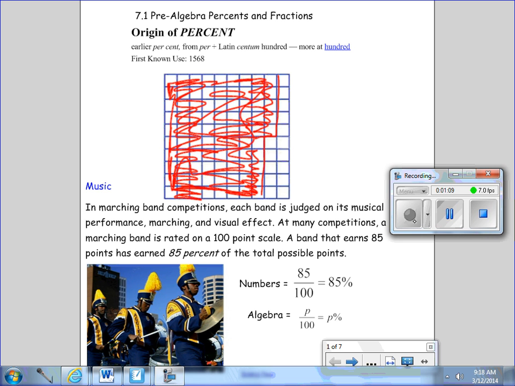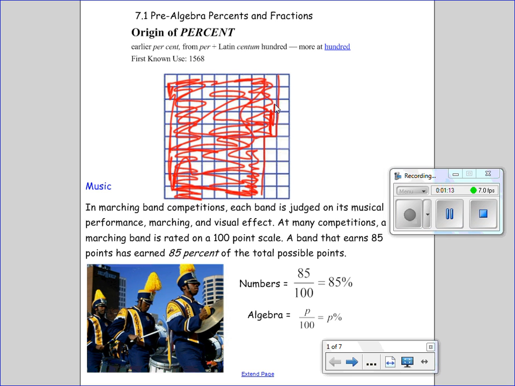So, in our visual, we have shaded in 85%. 85 out of 100. So, I just took the grid, and I counted 15, and I colored in everything but 15 of the small squares.